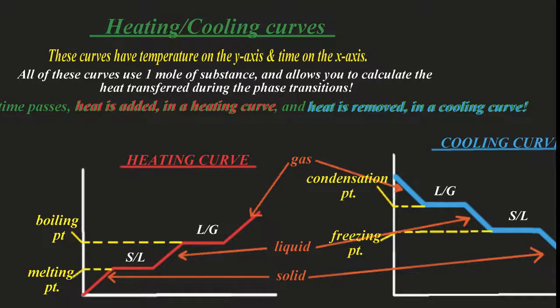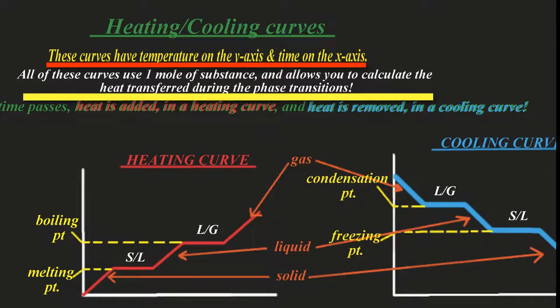Today we're going to be looking at the concept of heating and cooling curves. What are heating and cooling curves? Well, they basically are curves in which the y-axis will be temperature and the x-axis is time. And we always look at 1 mole of the substance, and we can calculate the heat either emitted in a cooling curve or absorbed in a heating curve.